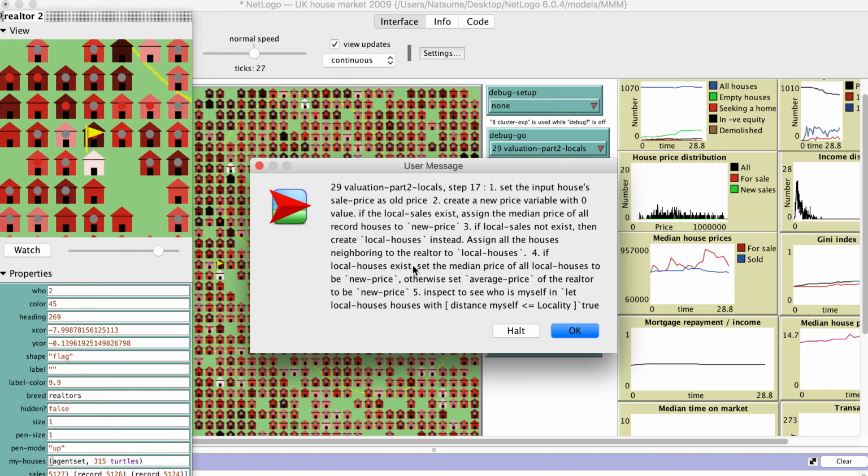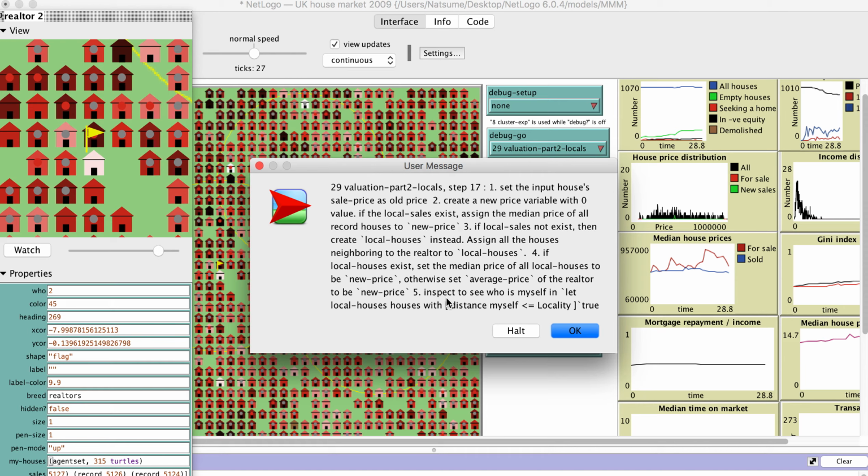And then if those local houses do exist, we can take the median price for those local houses and give this median price as the new price for the house on the evaluation. However, if somehow, for some reason, the realtor does not have neighboring houses, then the realtor will just take all the houses under its territory and take the average price and use this average price to be the new price of the house on the evaluation.